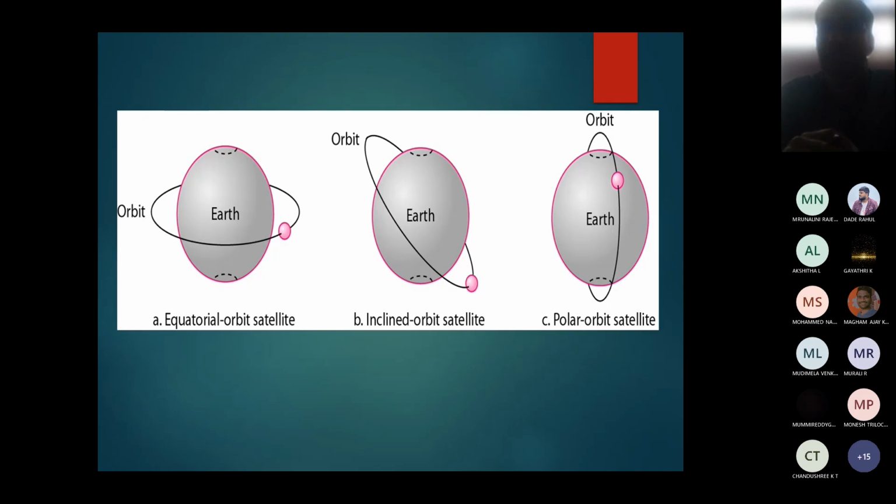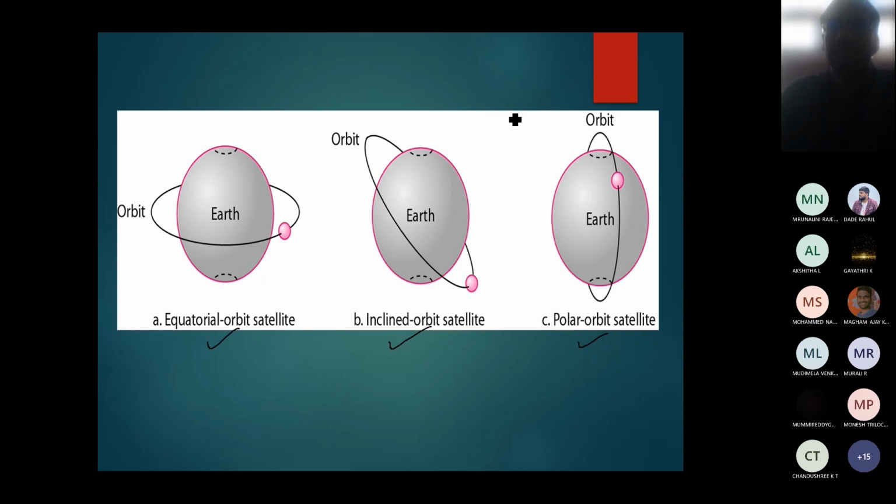There can be many types of orbit. We have also discussed those orbits in detail. One orbit we can call the equatorial orbit, otherwise there is the inclined orbit, and otherwise it is called the polar orbit satellite. So this is the orbit.